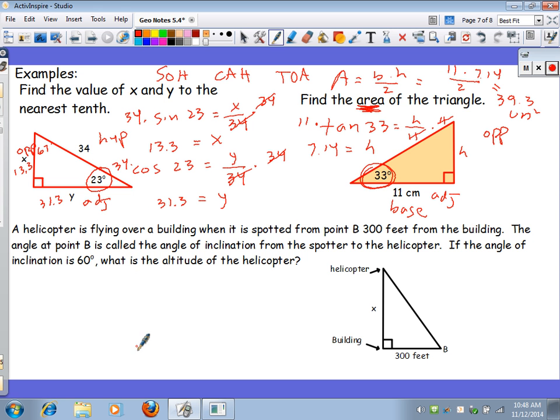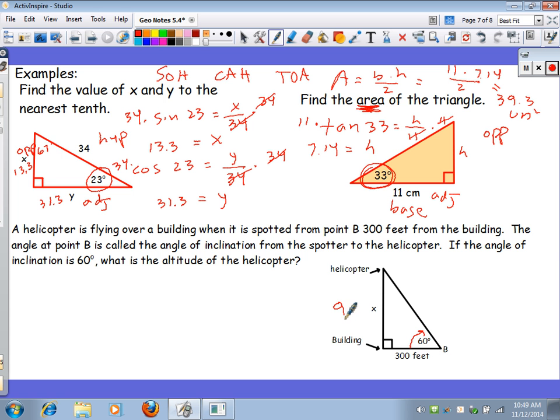A helicopter is flying over a building when it's spotted from point B, 300 feet from the building. The angle at point B is called the angle of inclination. It's a 60-degree angle. It's called the angle of inclination because it's the angle of you looking up. The question is, what is the altitude? So how high is the helicopter at that point? They're telling you you're 300 feet away from the building. Straight up is your helicopter. You're looking up at a 60-degree angle to see it.